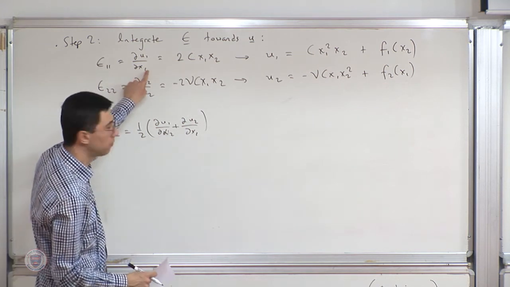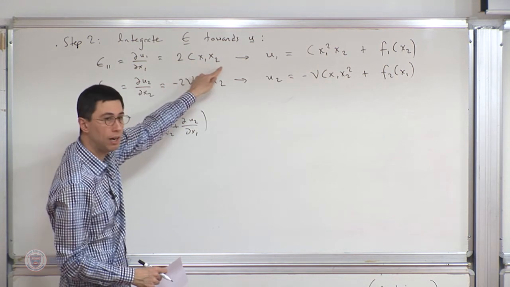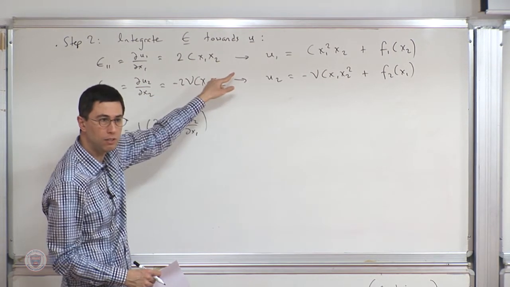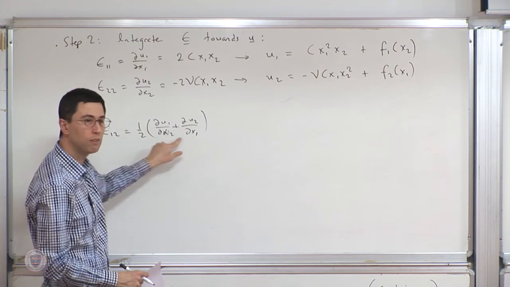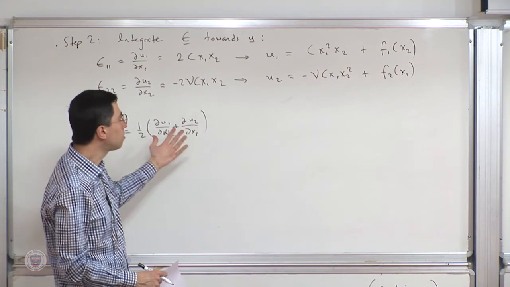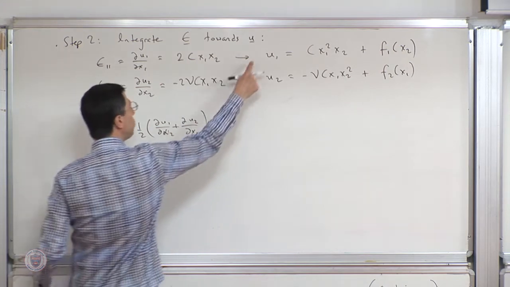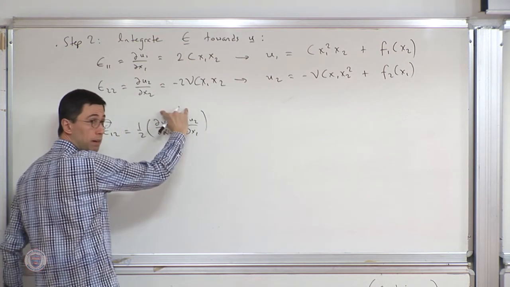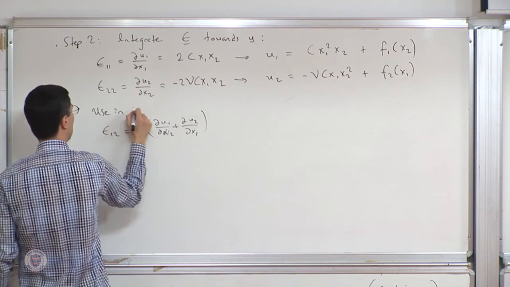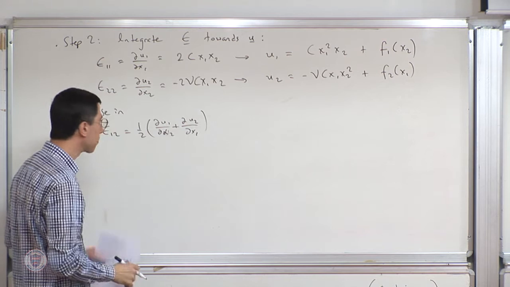Because here it's only a derivative with respect to x1, so I integrate with respect to x1. Derivative with respect to x2, I directly integrate in x2. But this one has a derivative with respect to both, so what do I integrate with respect to? So instead, what I do is I plug these in there and see what I get.